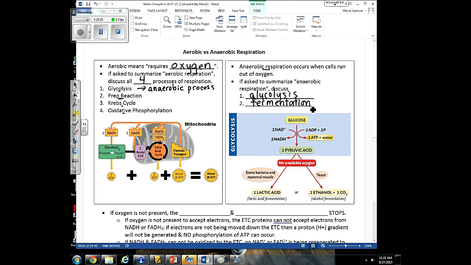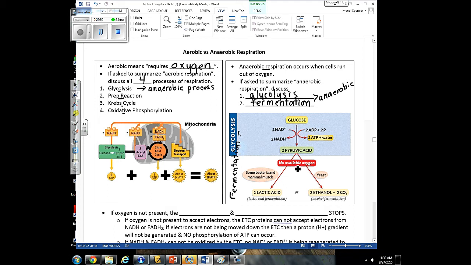Glycolysis and fermentation are both considered anaerobic processes. They do not require oxygen for these processes to occur. So this diagram is showing you that first glycolysis will occur in those cells. And then the second step, if we want to add it here, is fermentation.